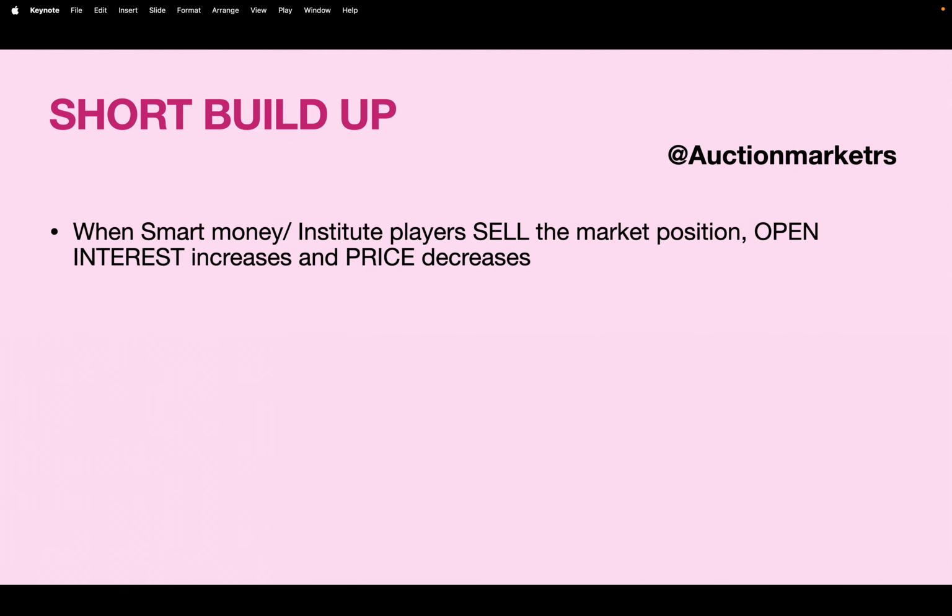So when you try to create a short position, people are trying to sell that particular instrument, and the price will go down accordingly. That's where the contract gets closed and one open interest token is generated and added on. So here the price goes down and open interest goes up.